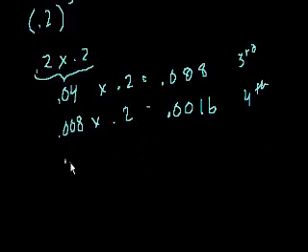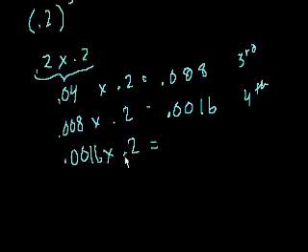So 0.0016 times 0.2 is equal to 2 times 16, which is 32. And now we have 1, 2, 3, 4, 5 numbers behind the decimal point. So that's 0.00032, and that's the answer. And that is choice A.